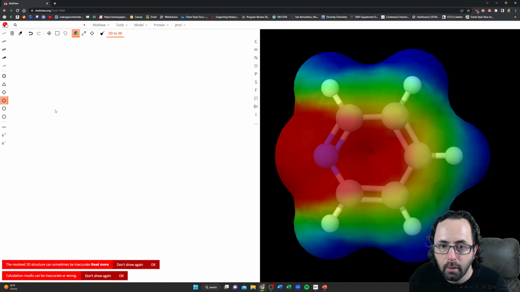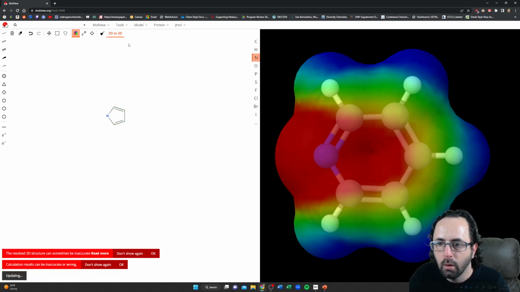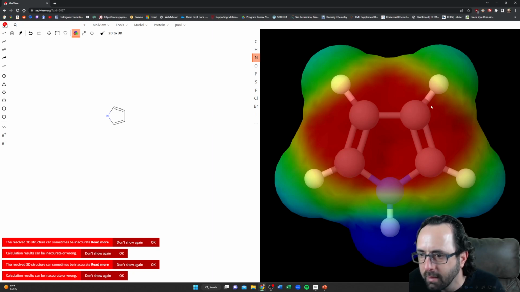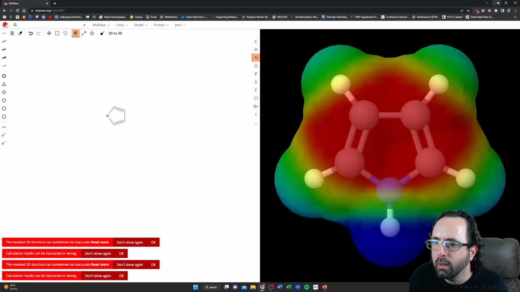Whereas if we get rid of that and we do the other structure there, the pyrrole, we'll see that the electron density is spread throughout the ring. So this is a great way to check the aromaticity. You can see that those electrons are delocalized around the aromatic ring. And there's a lack of electron density here because the nitrogen is electronegative, pulling the electron density away from the hydrogen.